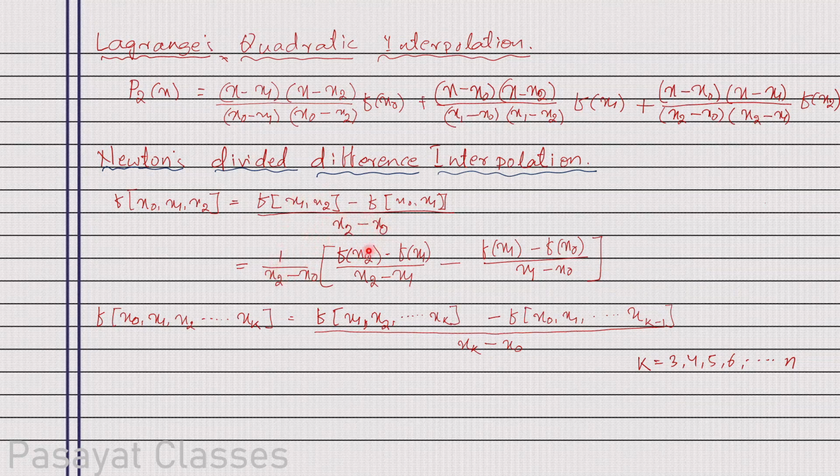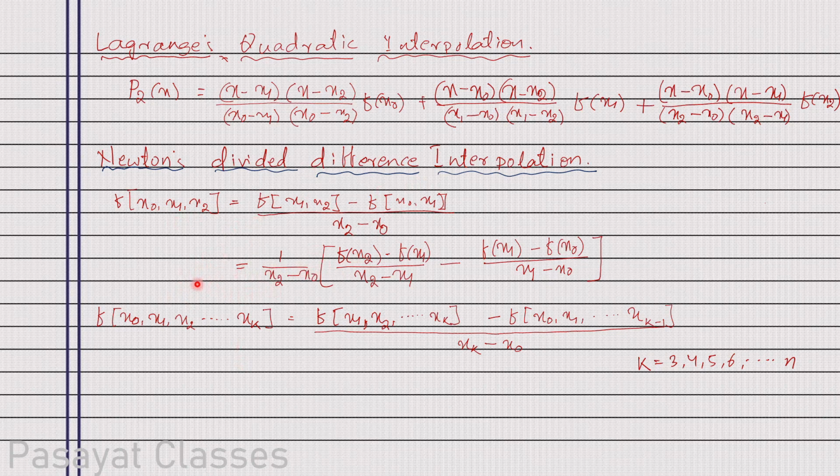This gives 1 by (x2 minus x0), and the whole thing is multiplied with, when we open this, f[x1, x2], which gives (f(x2) minus f(x1)) divided by (x2 minus x1), minus this one, which is (f(x1) minus f(x0)) divided by (x1 minus x0), and bracket close. Clear? So in this way we can expand this bracketed Newton's divided difference. So this gives our formula for finding the polynomial.